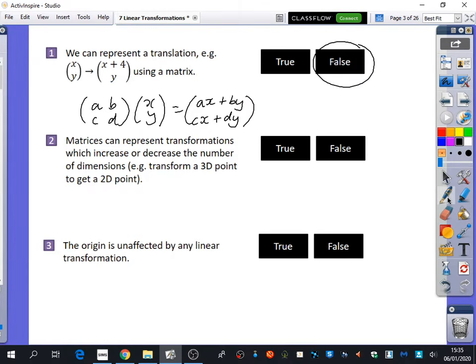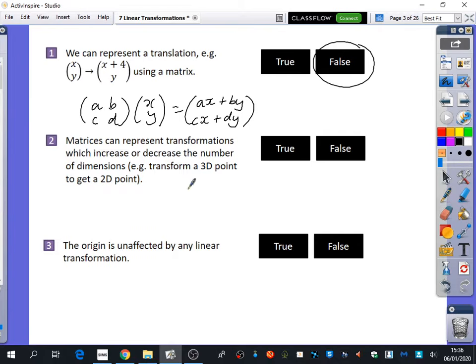We've then got here that matrices can represent transformations which increase or decrease the number of dimensions. E.g., it could transform a 3D point to get a 2D point. Do we think that's true or false? True, yeah. What makes you say it's true? It is true. Because I remember seeing the video where the thing equals a single length. Yeah, exactly. We've seen things in the video before that have collapsed space down into a lower dimension, whether it was going from 3-dimensional space to 2-dimensional space or from 1 to 2.